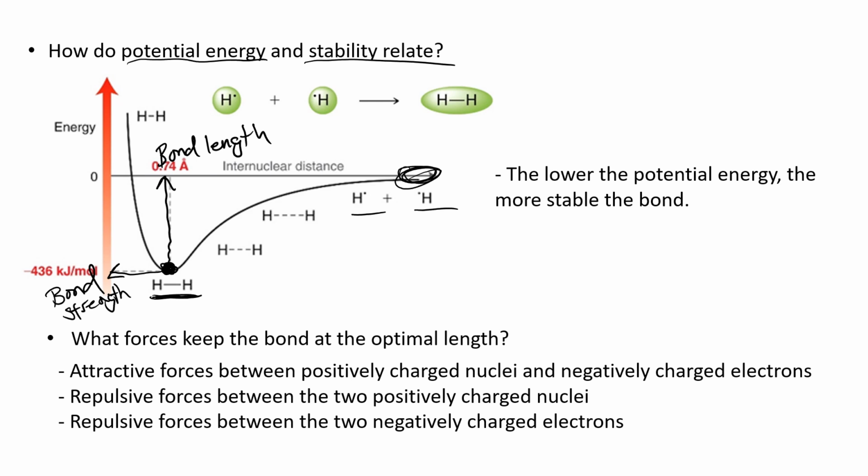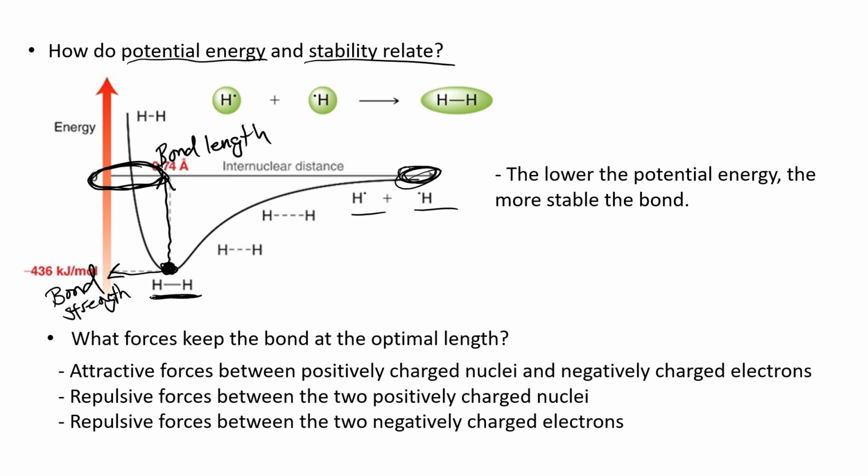So everything to the right of our sweet spot is where we have attractive forces forming. Everything at the sweet spot is where we have attractive and repulsive forces balanced. And if you smush the atoms too close together, where we have a smaller internuclear distance, notice how the energy shoots up. That's because the repulsive forces are being sort of increased.